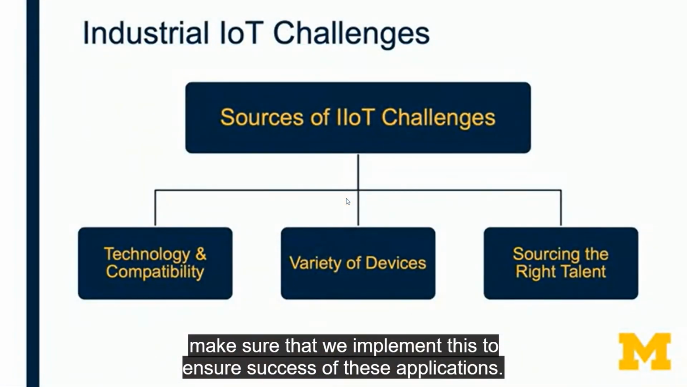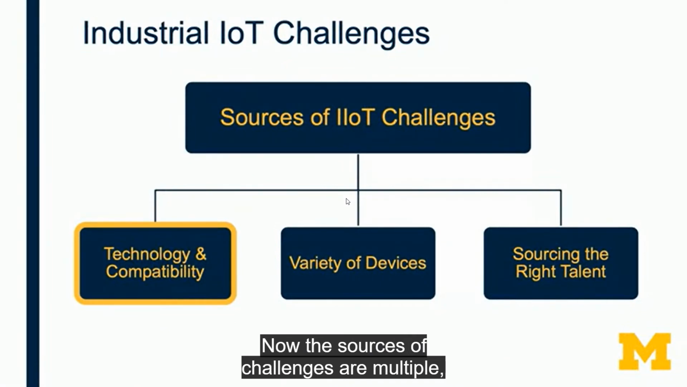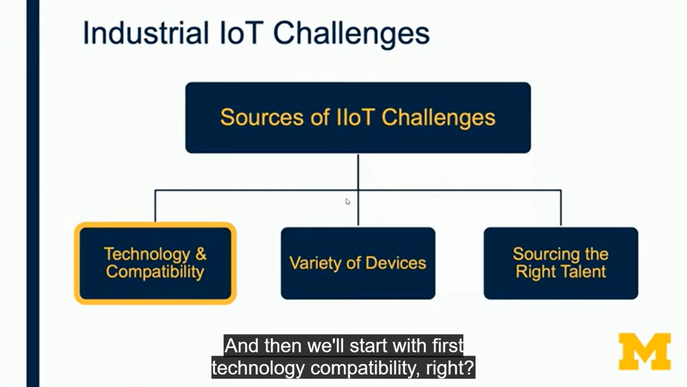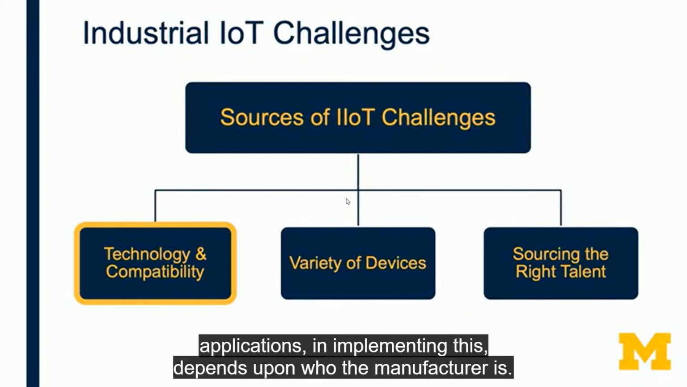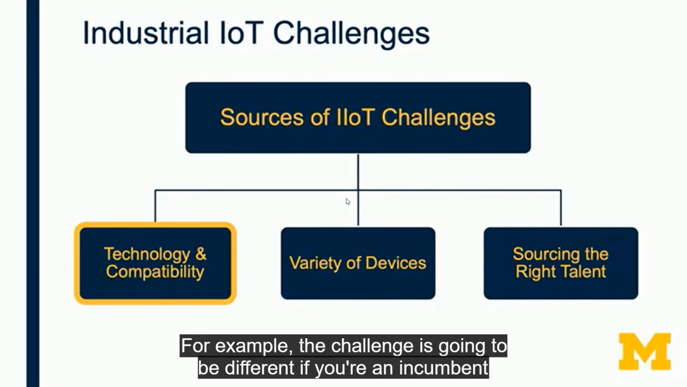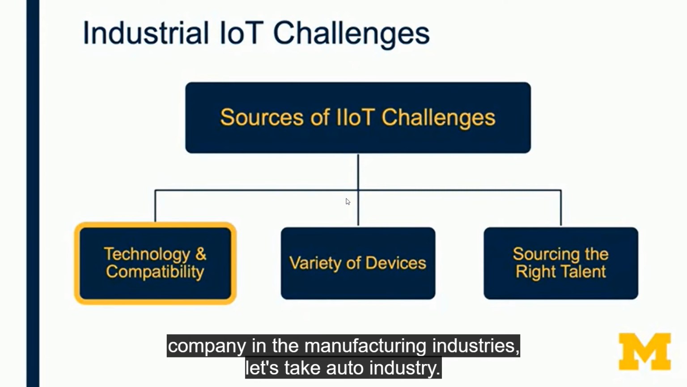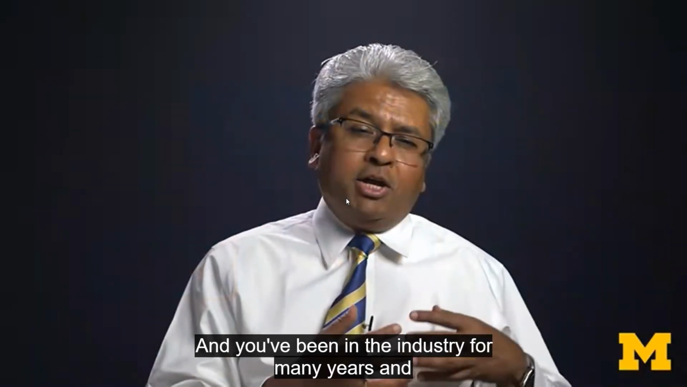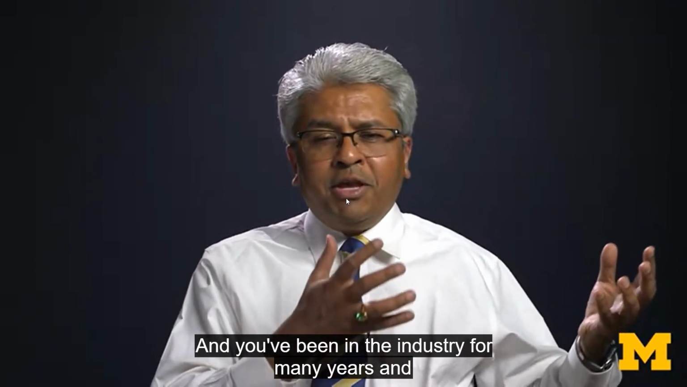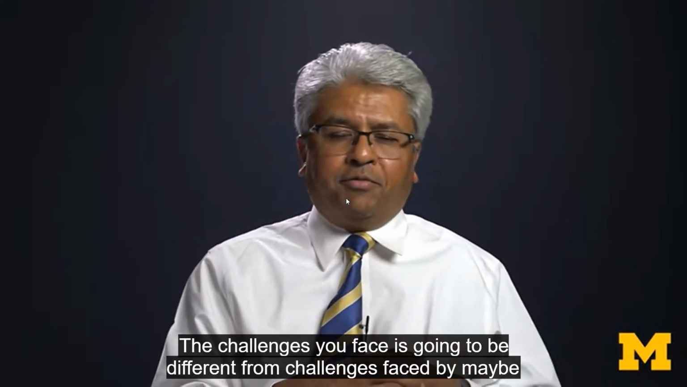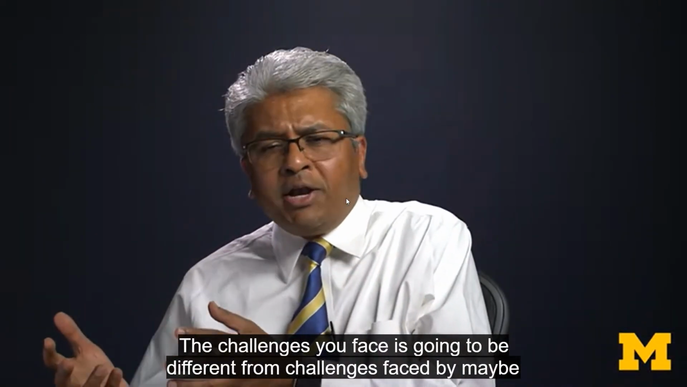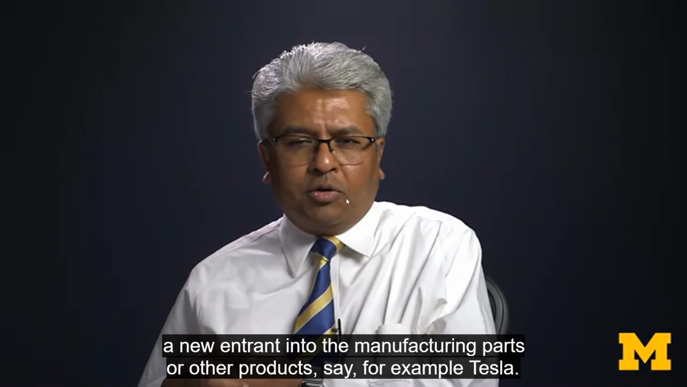Now, the sources of challenges are multiple. I've just captured 3 of them here, and we'll start with first, technology compatibility. As I said, the challenges that companies face in implementing IIoT technology applications depend upon who the manufacturer is. For example, the challenge is going to be different if you're an incumbent company in the manufacturing industries, let's say the auto industry, and you've been in the industry for many years, and you're trying to transform with IIoT applications. The challenges you face are going to be different from challenges faced by maybe a new entrant into the manufacturing of auto parts or auto products, say, for example, Tesla.